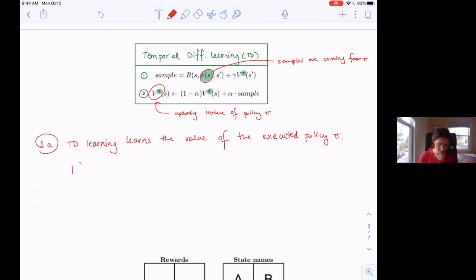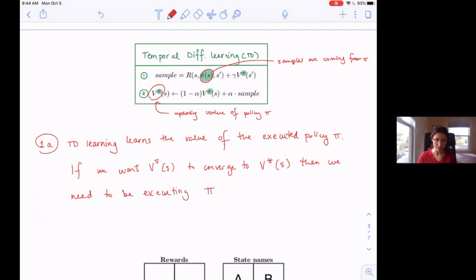So if we want V pi of s that we're learning with temporal difference learning to converge to V star of s, the optimal values for the optimal policy, then we need to be executing the optimal policy. So we need this pi of s that we're getting our samples from to actually be the optimal policy in order to converge our values to the optimal values, that V star of s here.